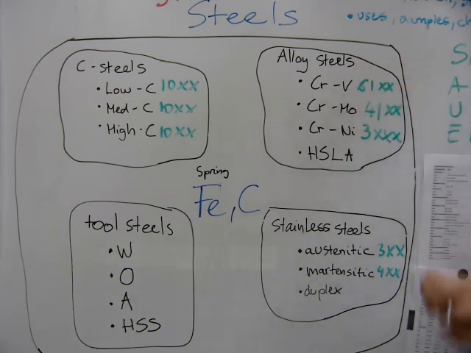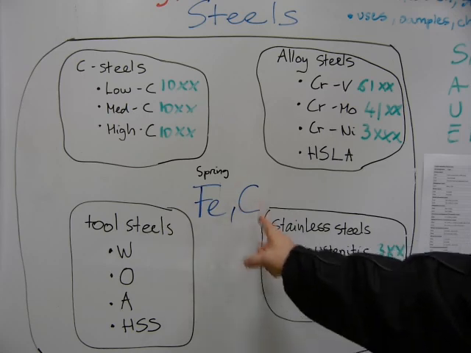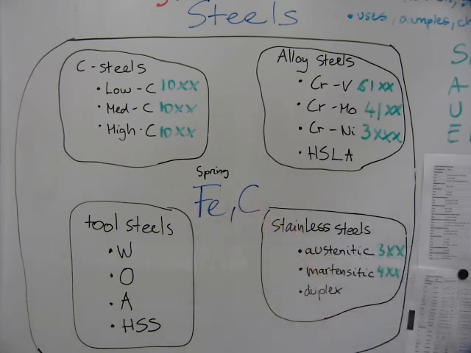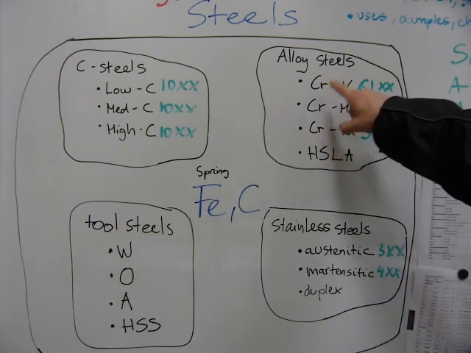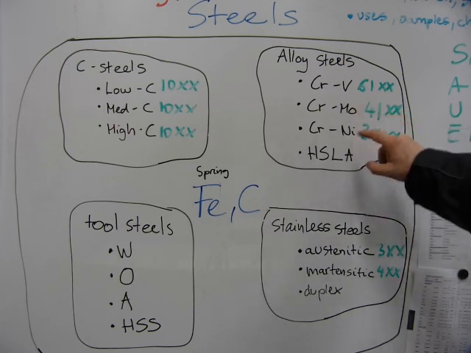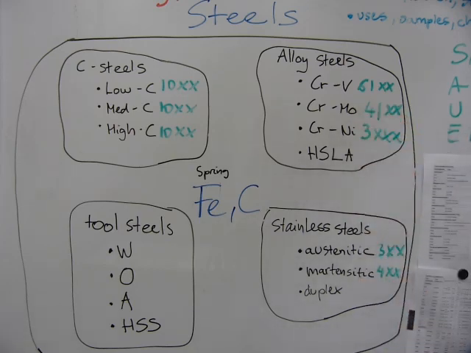Alloy steels is the next group. Alloy steels have, other than iron and carbon, other elements that are added to it in precise amounts as designated by the standards. Some of those elements are chromium, vanadium, molybdenum, nickel. And there are other alloy steels as well.